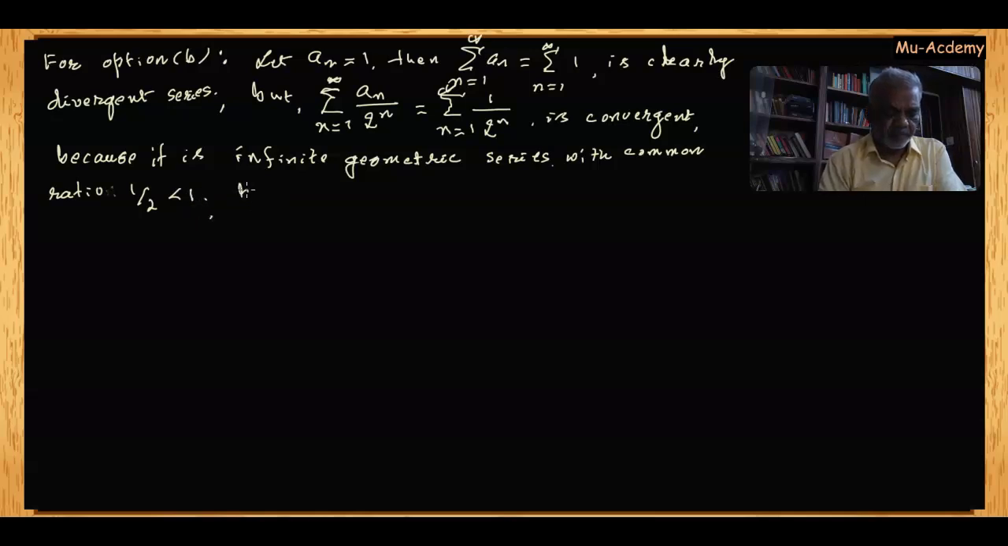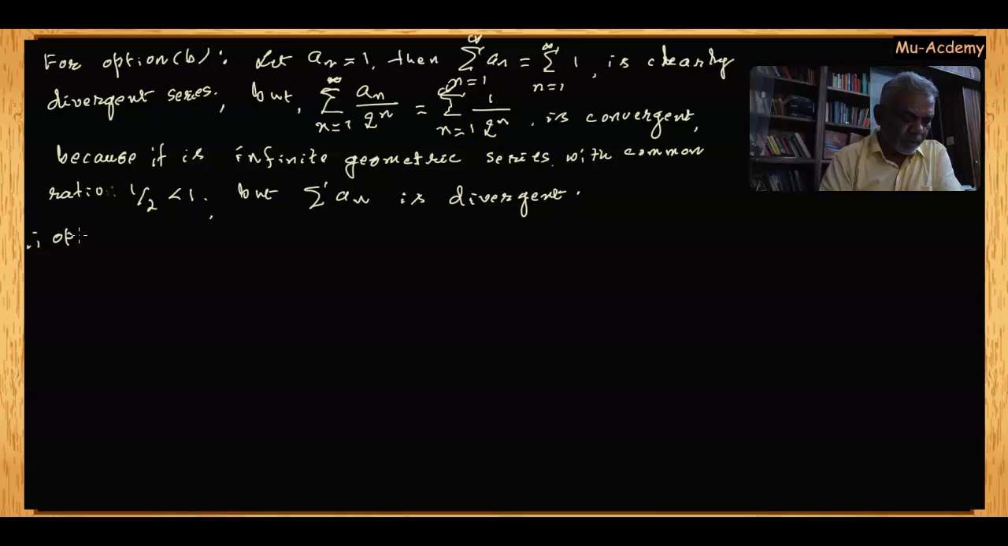But however, summation of an is divergent, and therefore the series an by 2 raised to n need not imply the series an is convergent, and therefore option B is also incorrect.